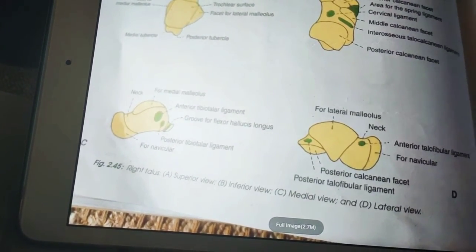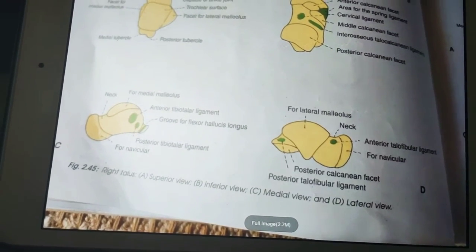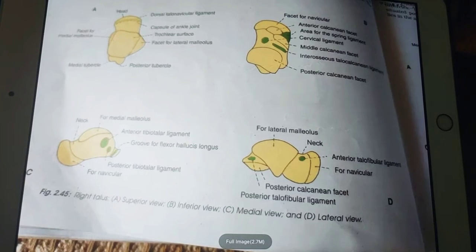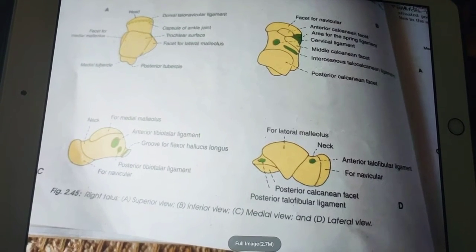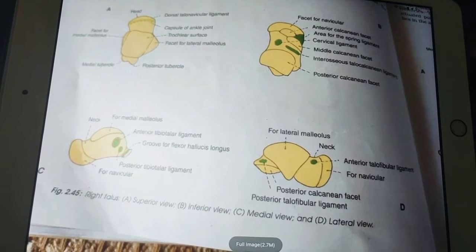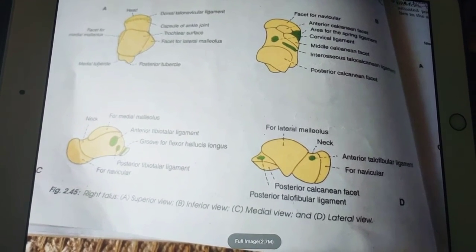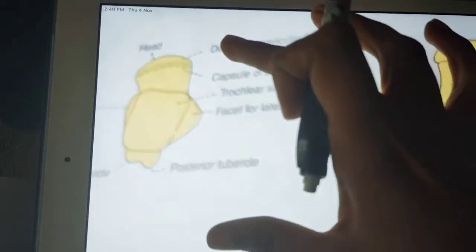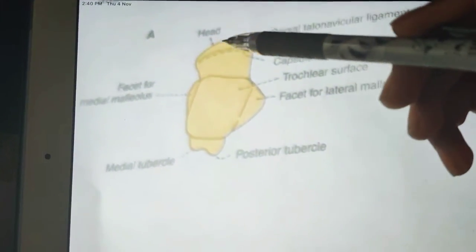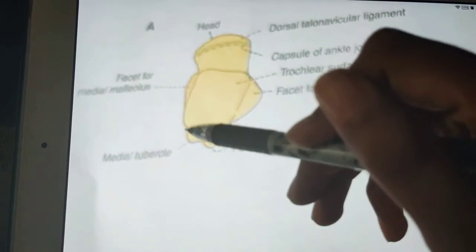The talus is the second largest bone and it lies between the tibia above and the calcaneum below. Below it articulates with the calcaneum and above it articulates with the tibia. On the sides it is gripped by two malleoli, the lateral and medial malleolus. Mainly it has a head. For example, you can see over here, this is a head, and it has a neck, this one is a neck, and also it has a body.